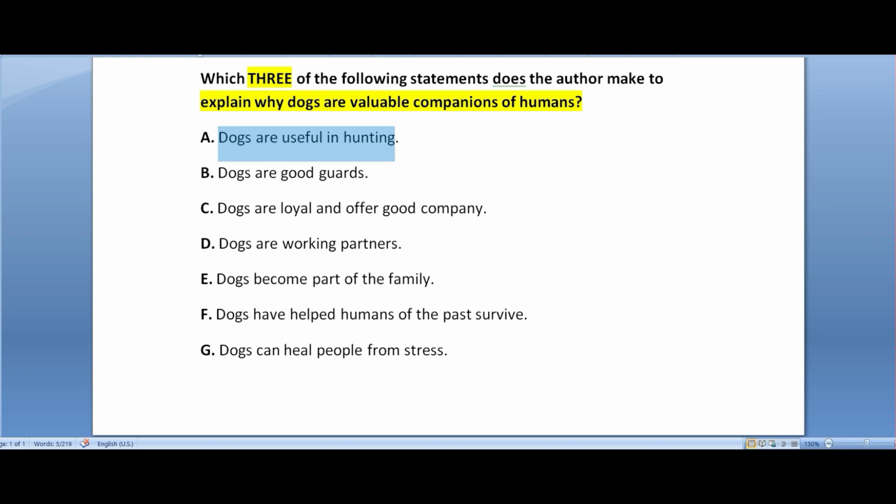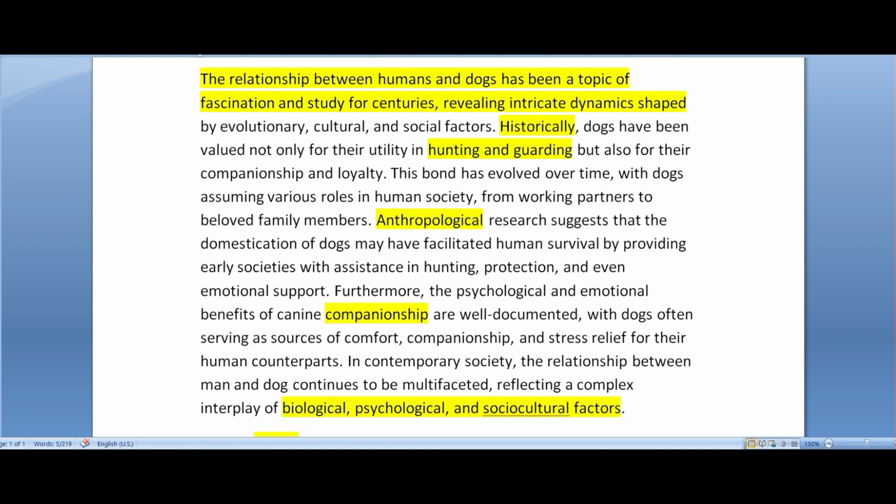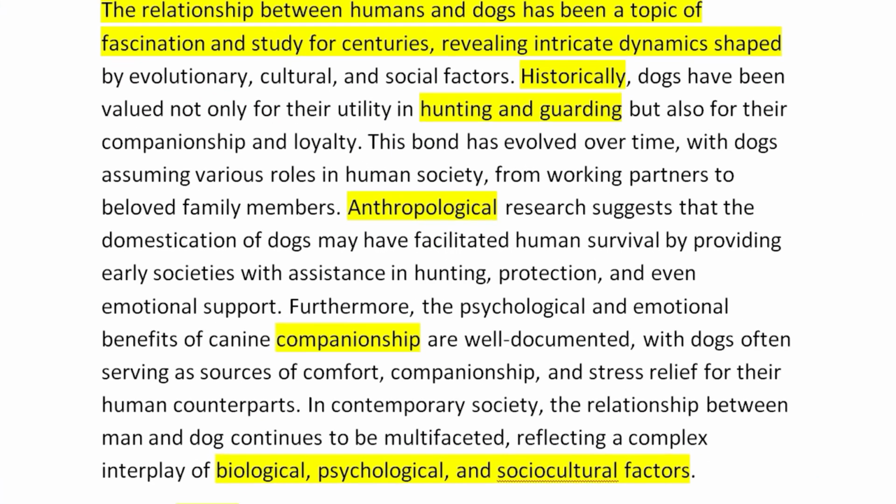Dogs are useful in hunting. Let's go back to our text. We'll start from the beginning, obviously. Dogs have been valued not only for their utility in hunting. Here it is. So utility in hunting has become useful in hunting. As you can see, I have already highlighted hunting.